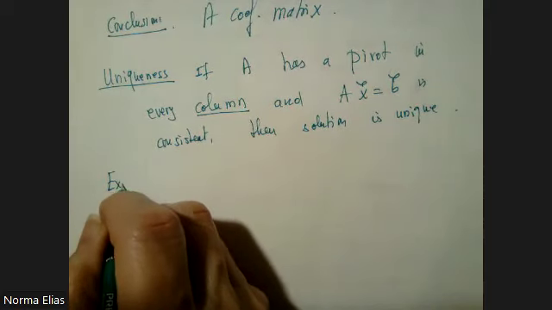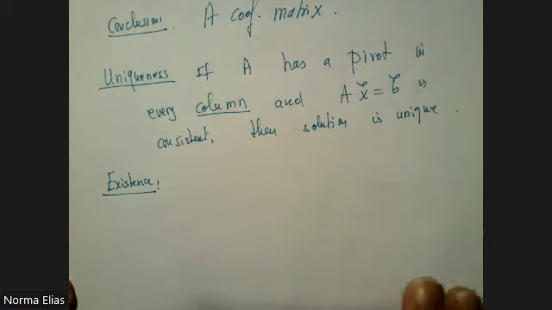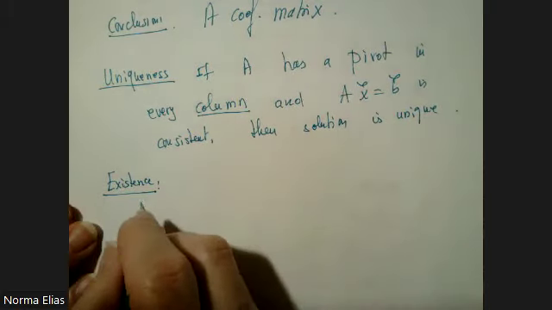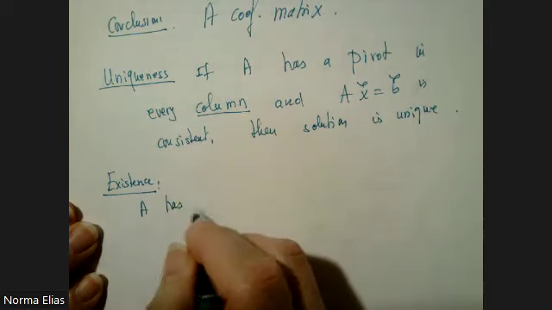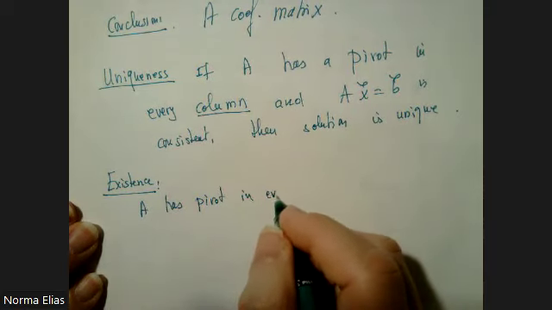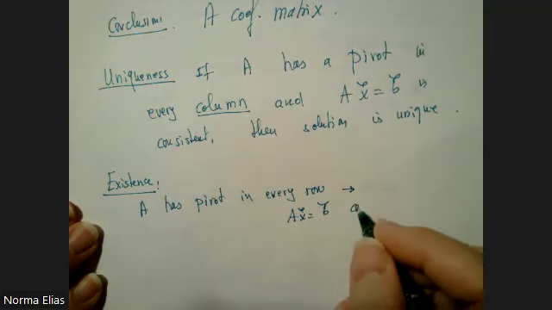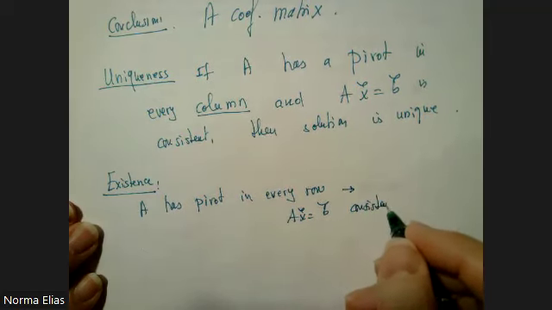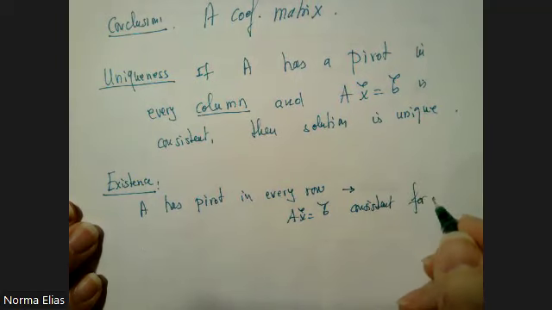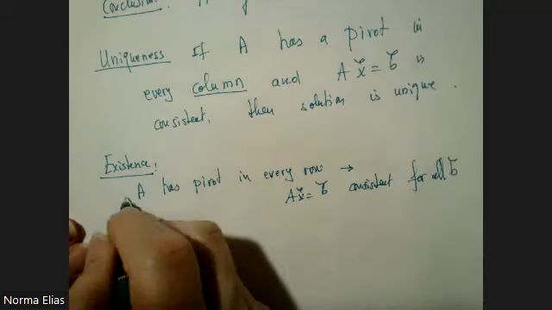Existence. If A has a pivot in every row, then Ax equals B is consistent for all B. Regardless of what you put in here, I can find a solution.